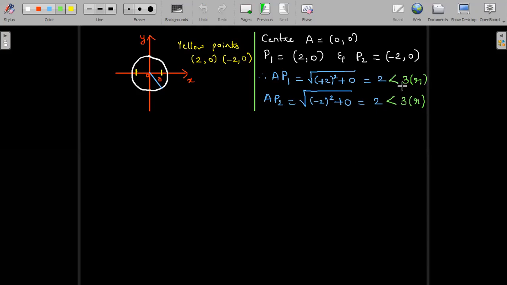If AP is less than r, then the point lies inside. If AP is greater than r, then the point lies outside the given circle. So that is the procedure that we saw. Similarly, for AP2, we have done. The choice is yours whether you want to analyze through a figure or through this.